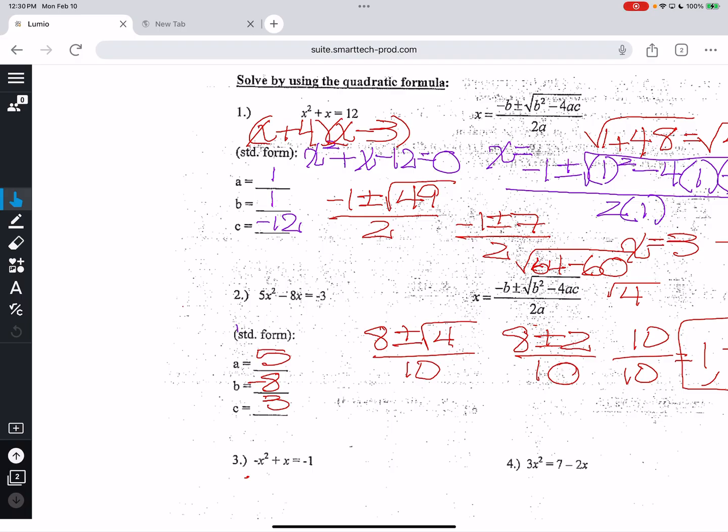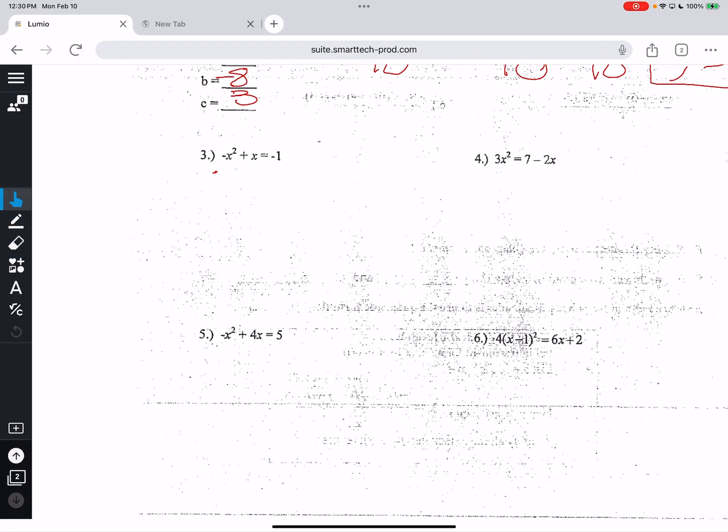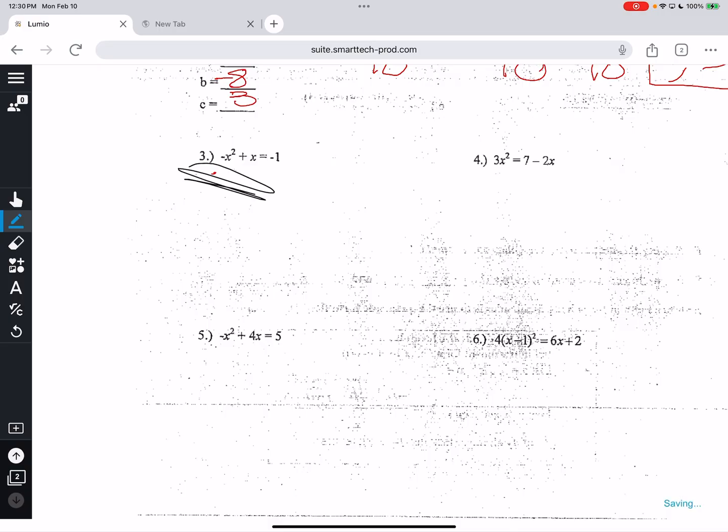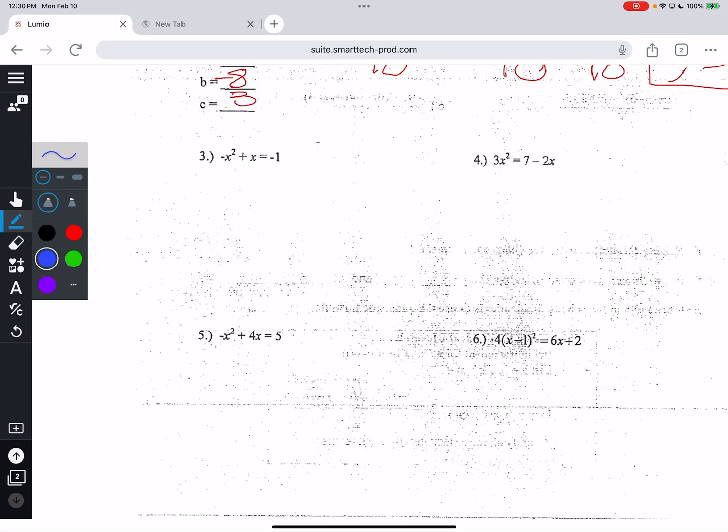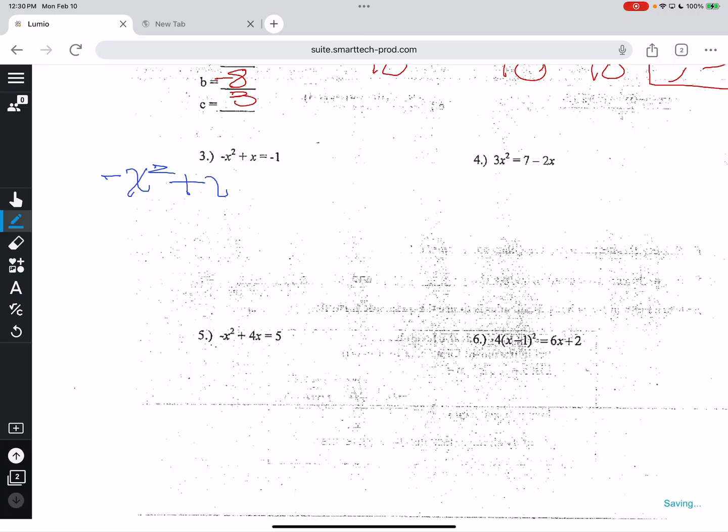So the first one we're going to look at, number 3. What would be the standard form for number 3? Negative x squared plus x plus 1. Yes. Now, I know when we were factoring these, we needed the lead coefficient to always be positive, but you remember when we were graphing, it didn't matter. It doesn't matter here. But we need all the numbers together, making it equal 0.